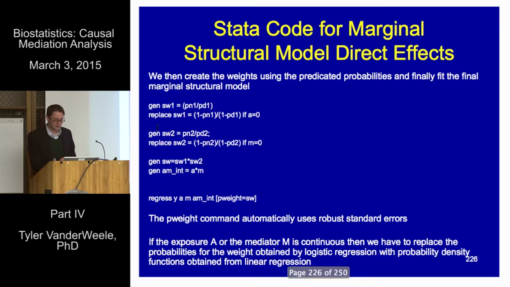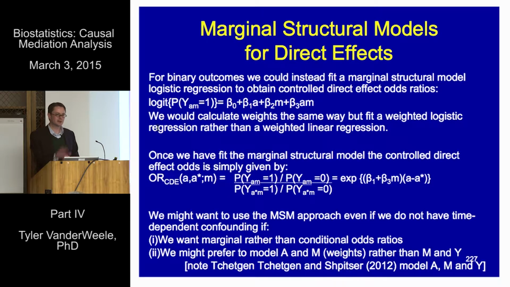Okay, so we're just about out of time, so I'm going to give sort of a very high-level summary of the remainder of the material. So this weighting approach or marginal structural model approach to getting the controlled direct effect is useful if the exposure and the mediator are binary or categorical. It doesn't perform so well if one of them is continuous because you have to model the whole distribution of the exposure, the mediator then.